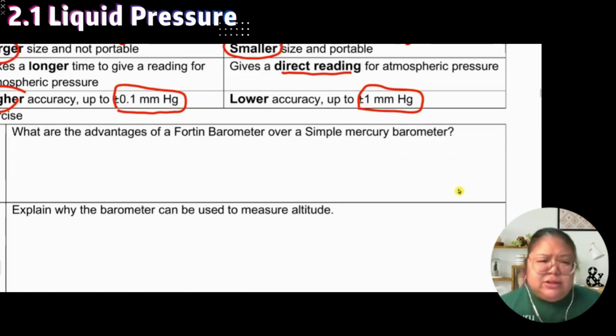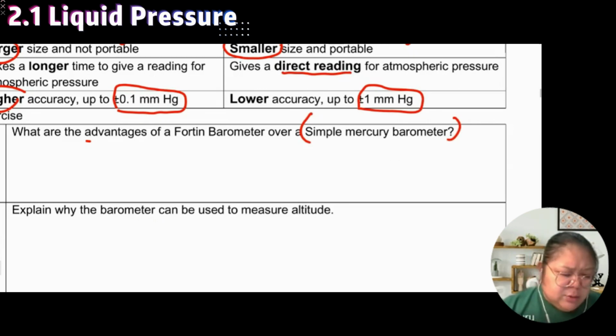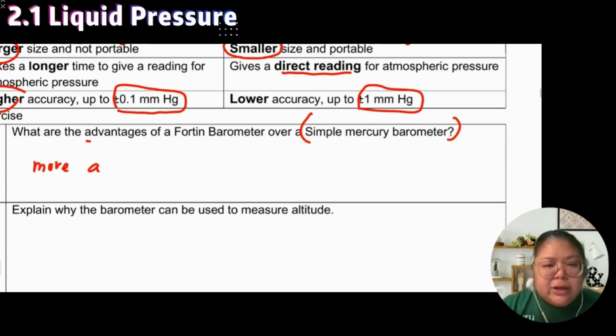Now you see this one. Advantages. The question is asked like this: advantages of a Fortin barometer over a simple mercury barometer. The mercury one is our used one, and one is a Fortin barometer. What is the advantage? From here, more accurate for the Fortin barometer.